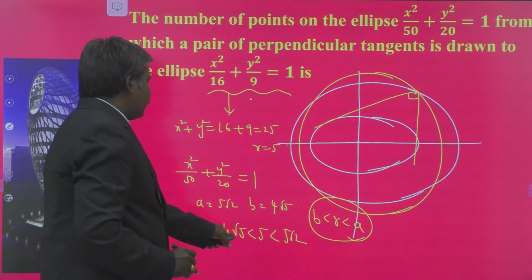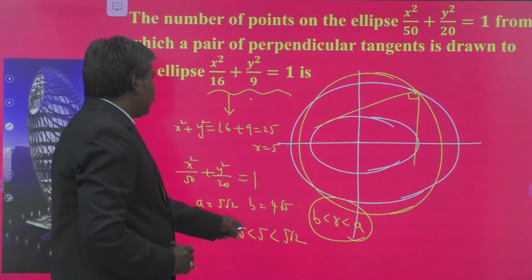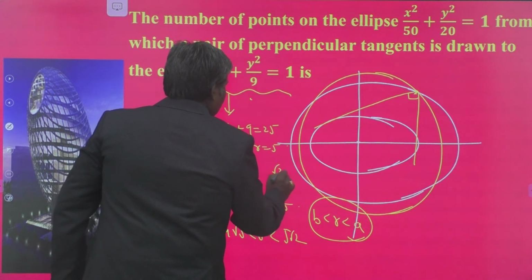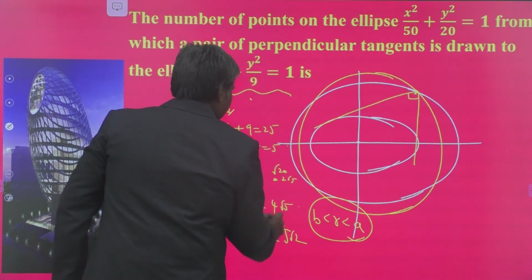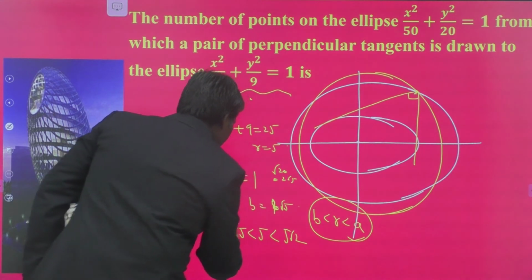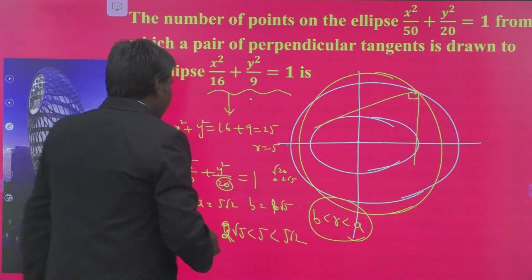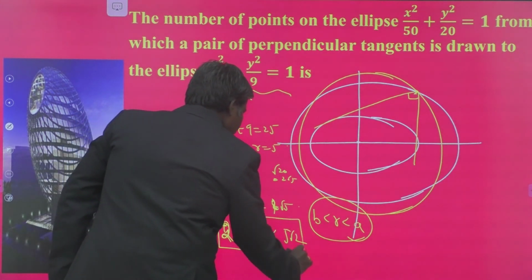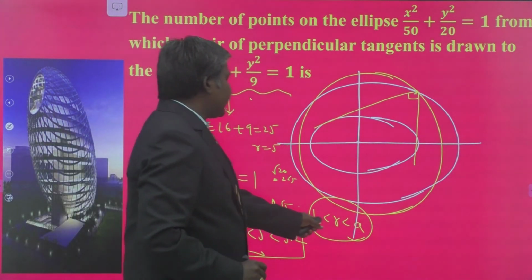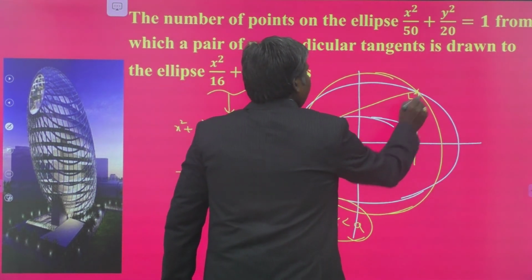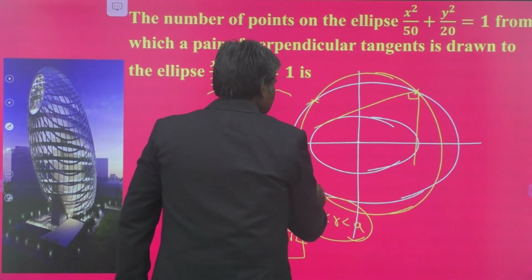So B is root 20, which means 2 root 5, and 2 root 5 is less than 5 root 2. So it satisfies the condition B less than R less than A. That means there are 4 points of intersection like that.